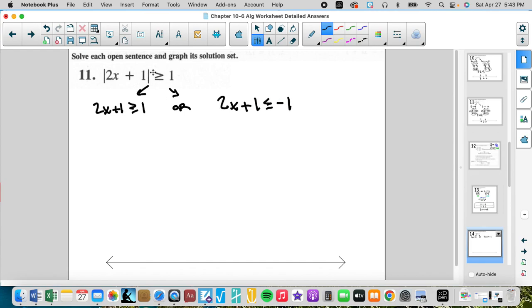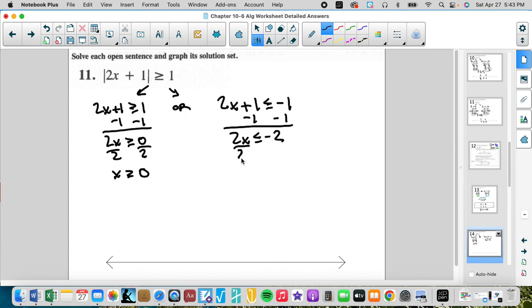So the initial one tells me whether it's an or, not these. This just tells me I always got to write the greater than and less than. So minus 1, 2x is greater than or equal to 0, divide by 2. X is greater than or equal to 0. Minus 1, 2x is less than or equal to negative 2. Divide by 2. X is less than or equal to negative 1.